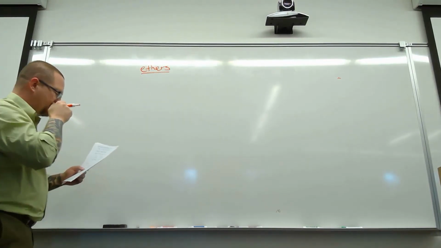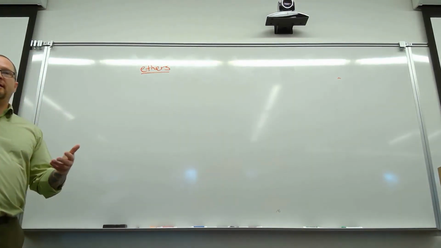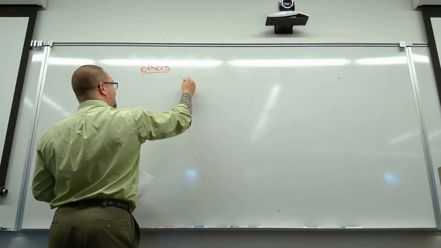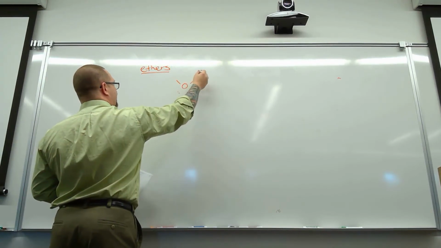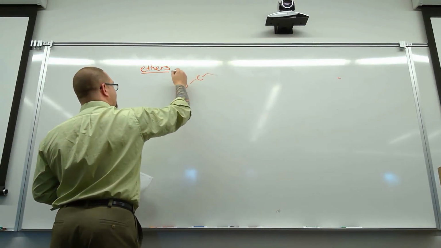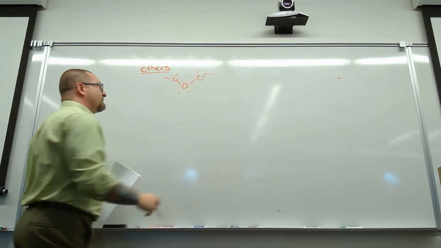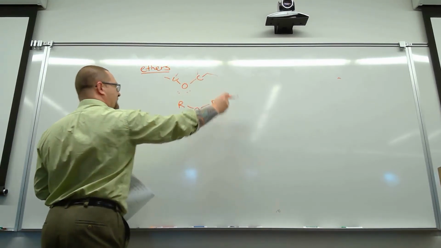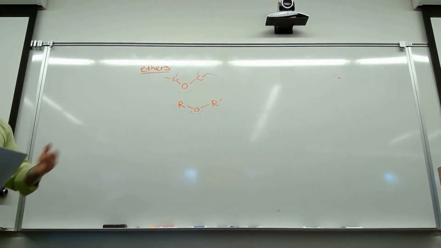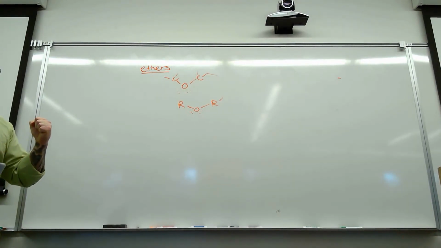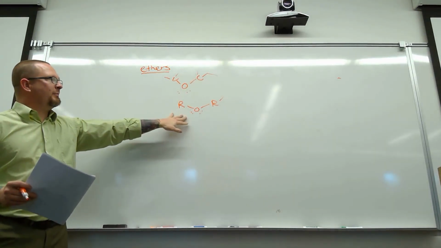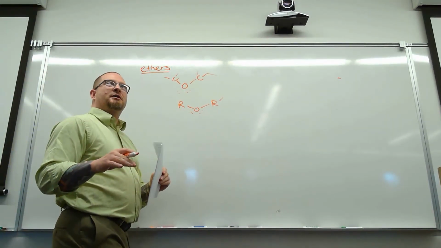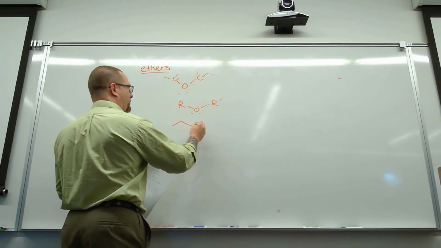Ethers. Okay, so there are some common names for ethers. We use a lot of common names. An ether is whenever you have an oxygen, and on either side of this oxygen there's some carbon and some carbon. I could just call this some R group and some other R group. That's an ether. So common names are really simple. If you have heard of diethyl ether, that's because there's an ethyl group and an ethyl group.